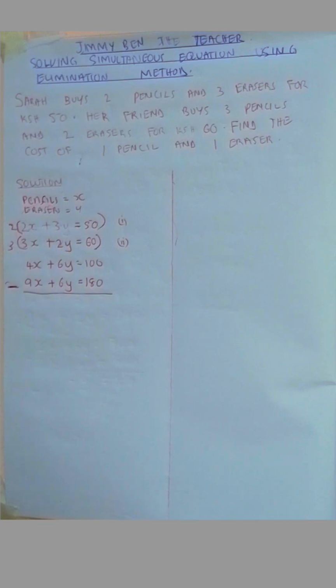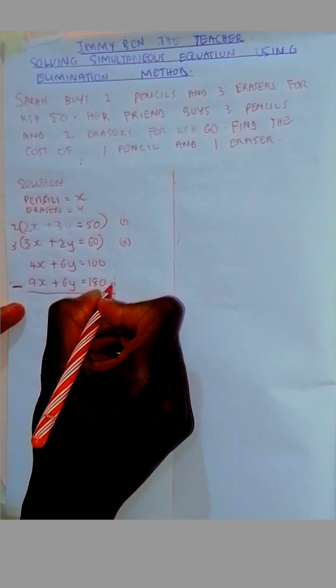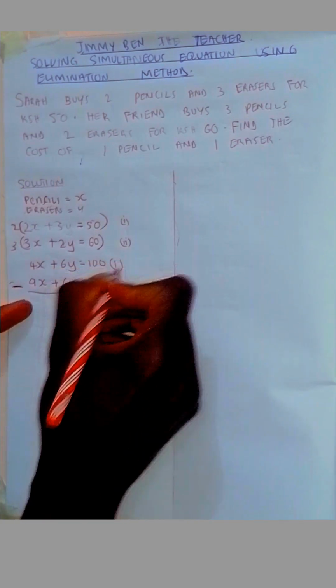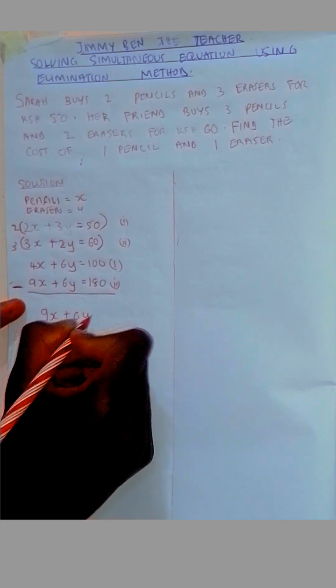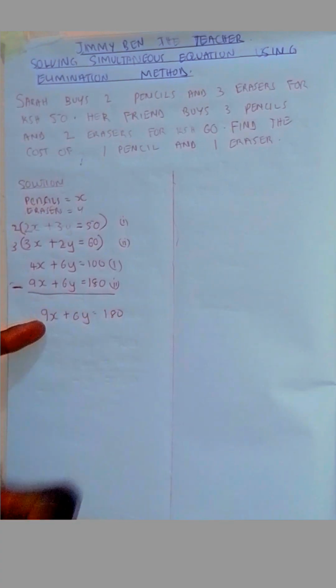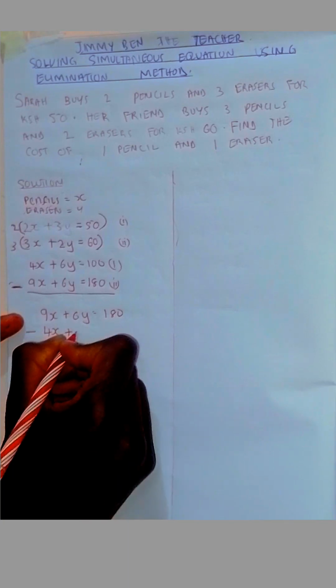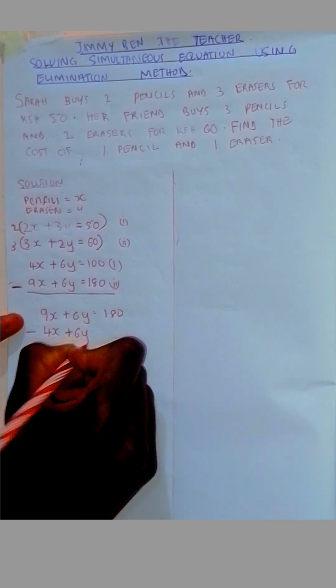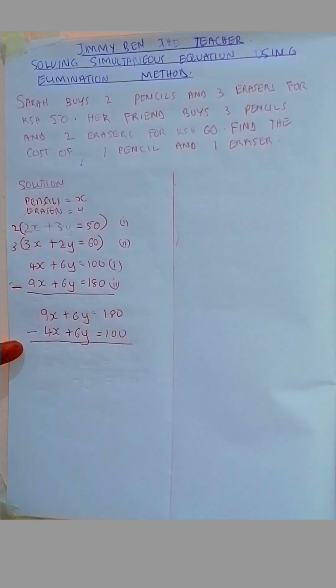We can subtract equation 1 from equation 2. Are we together? Equation 1 is the one which is 4x plus 6y equals 100, and equation 2 is 9x plus 6y equals 180. Let us subtract 1 from 2. 9x plus 6y is equal to 180. That is equation 2. We subtract equation 1, which is 4x plus 6y is equal to 100. Does anyone have a problem with subtracting?